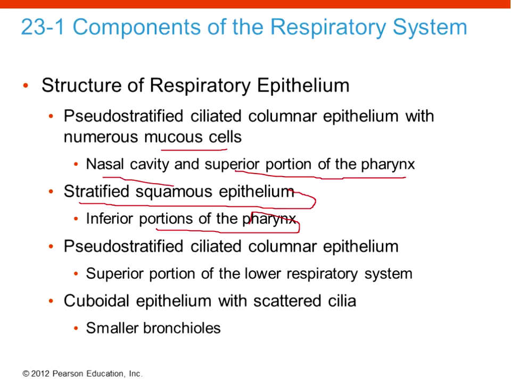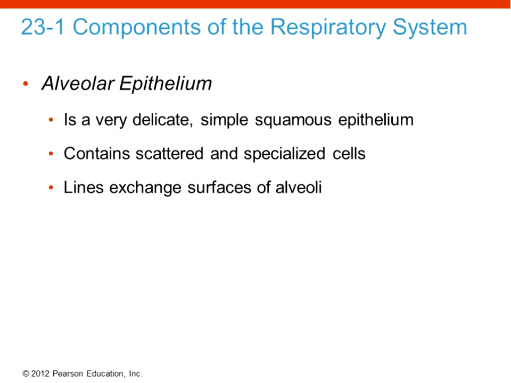But then after that, in the superior portion of the lower respiratory system, we're going to see pseudostratified ciliated columnar epithelium again. You might see a little bit of cuboidal epithelium as you pass deeper into the smaller bronchioles, but then finally, as you work your way down to the alveoli, as I mentioned before, very delicate simple squamous epithelium, right? As we'll see, there are different types of cells that we're going to find down there, not only the simple squamous cells, but also surfactant cells that produce a surfactant.